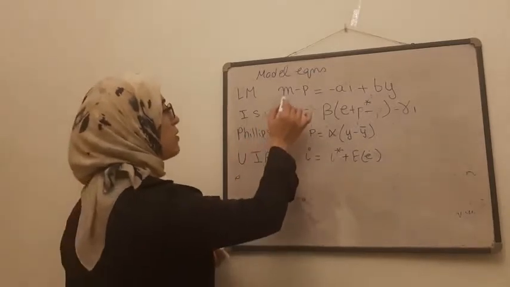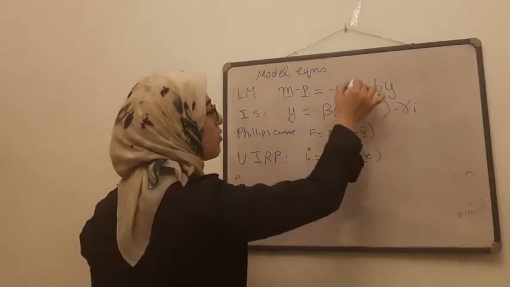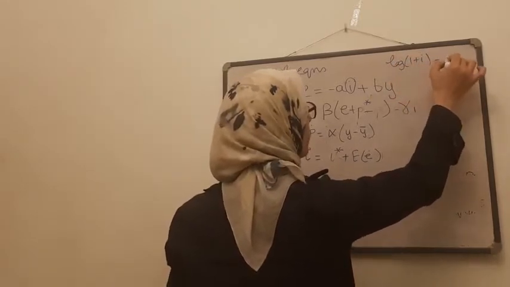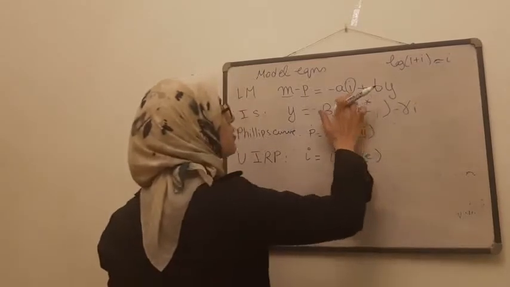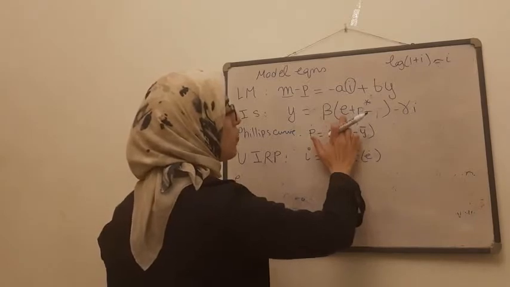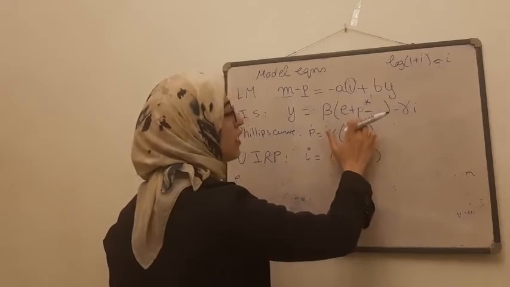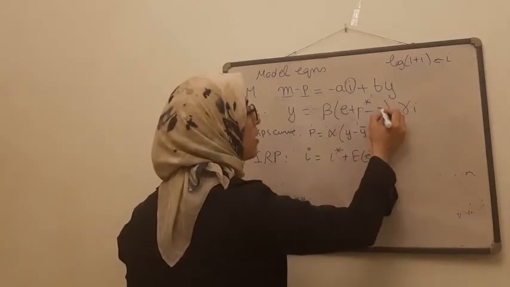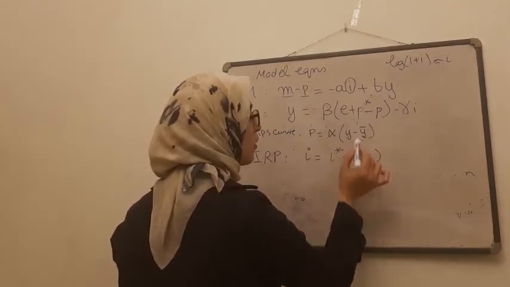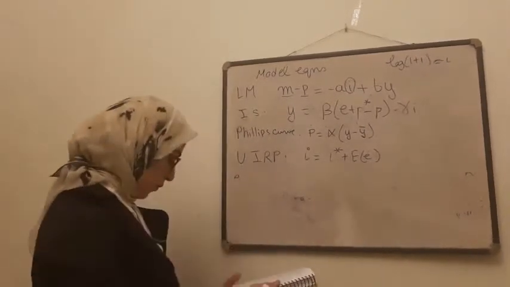Let's go through these variables. M is the log of money supply. P is the log of the price level. I is the interest rate, where log of 1 plus I is approximately equal to I. So this is the interest rate. Y is the log of output. E is the log of the nominal exchange rate. P star is the log of the foreign price level, and this is taken as constant throughout the model. And P again, we said, is the log of price level. What else? Y bar is the long run output or the potential output. What else do we have?